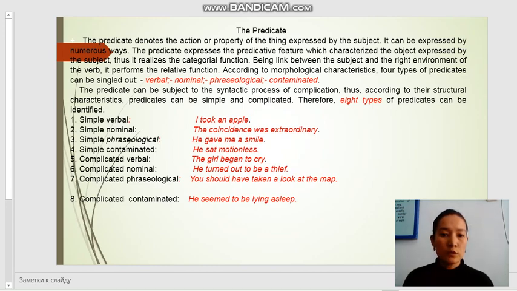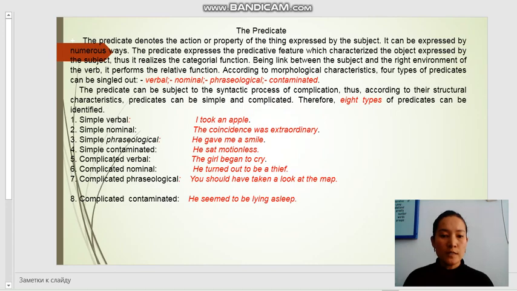The predicate can be subject to the syntactic process of complication. Thus, according to their structural characteristics, predicates can be simple and complicated. Therefore, eight types of predicates can be identified. The first one is simple verbal. For example, I took an apple. So here we used a simple predicate, took, just one predicate. The second one is simple nominal. The coincidence was extraordinary. Here we used a simple nominal, was extraordinary.